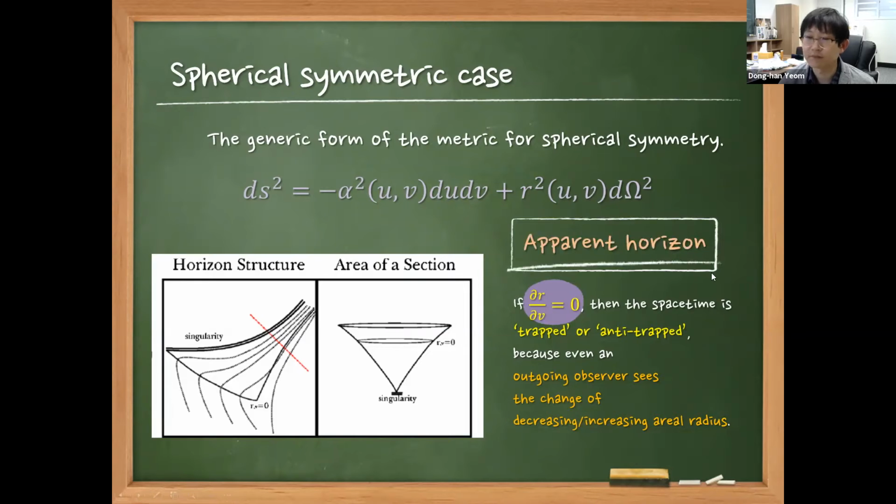So this is the notion of the apparent horizon, and of course there are several different notions of quasi-local horizons. But in the spherical symmetry case, I can use apparent horizon or trapping horizon or whatever. So I will only use the apparent horizon for the quasi-local horizons.